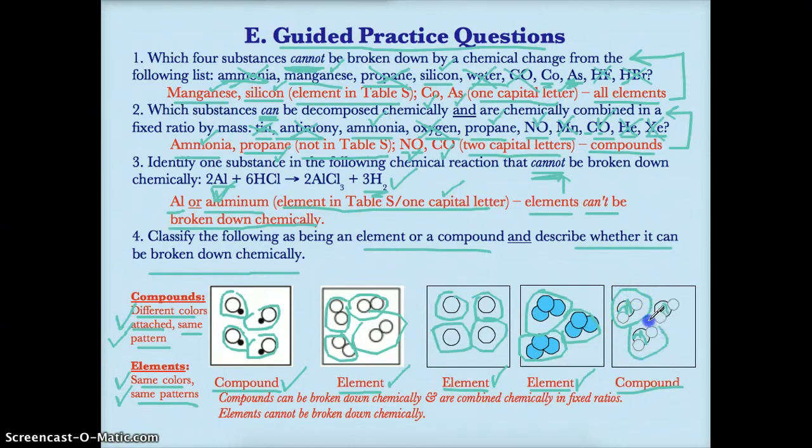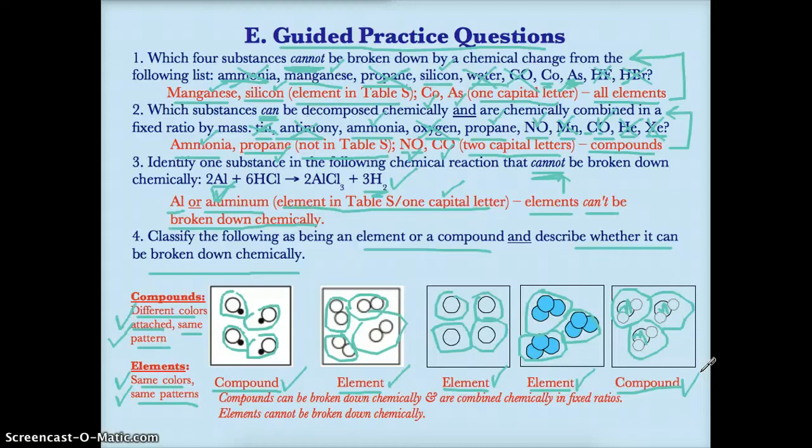If we circle each unit and analyze it, we'll see the following. Each unit has different colors. We see one blue, two whites in each unit. So we see different colors, and we also have the same pattern: one blue, two whites in each unit I circled. Since we have different colors attached, blue and white, and the same pattern, one blue, two whites, in each unit I circled, we know it's a compound.